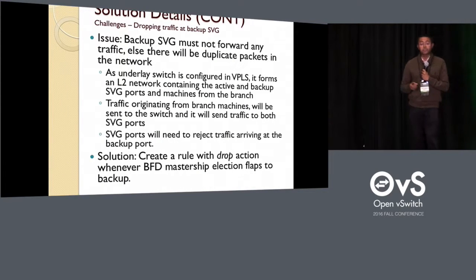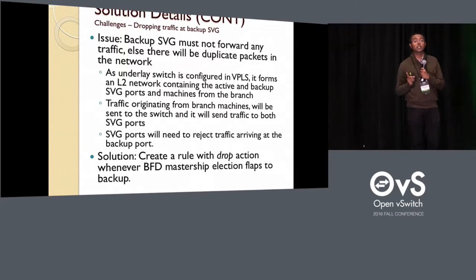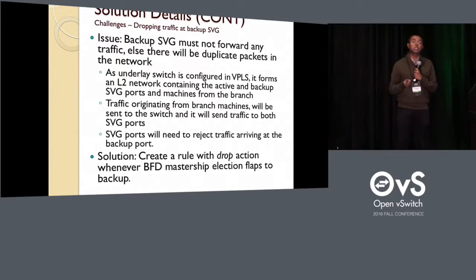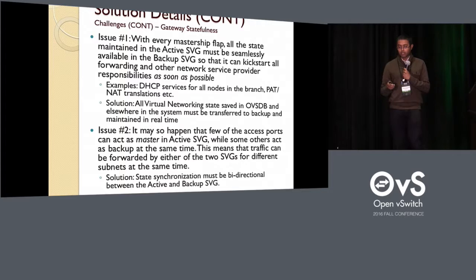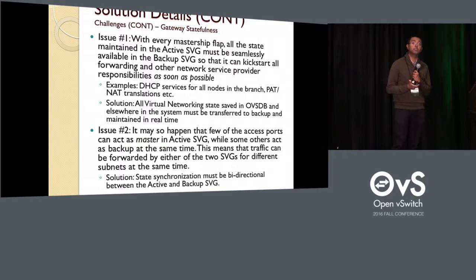What are the challenges here? As we discussed, because of the VPLS connection, the backup SVG will get the packet. So we need a custom rule that as soon as a port is configured as a backup, we automatically drop the packet. We create a rule like that, and that takes care of the duplicate packets. The next interesting part is the gateway statefulness. Each gateway in SD-WAN, SVG, will implement certain networking functionality as well, for example, DHCP.